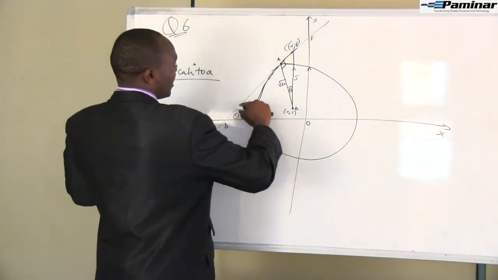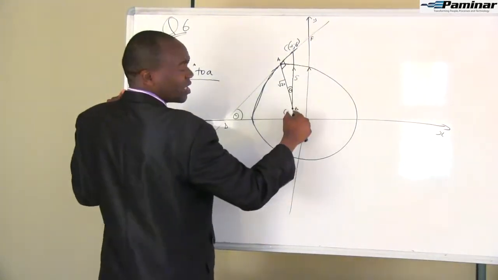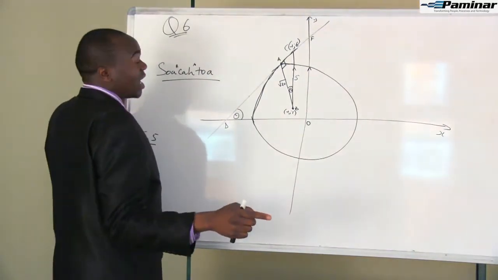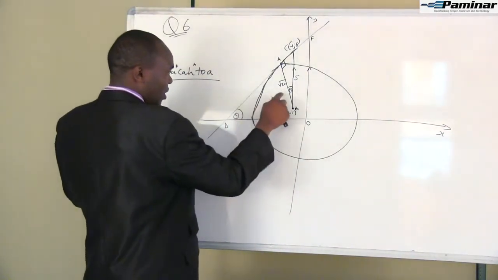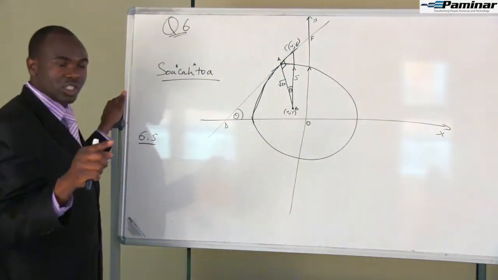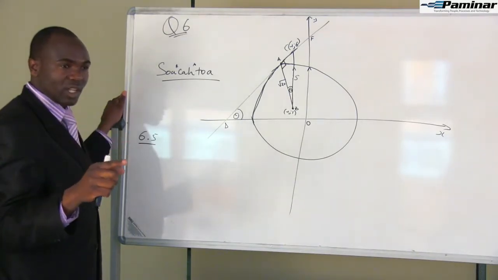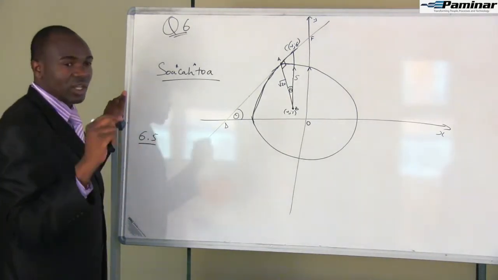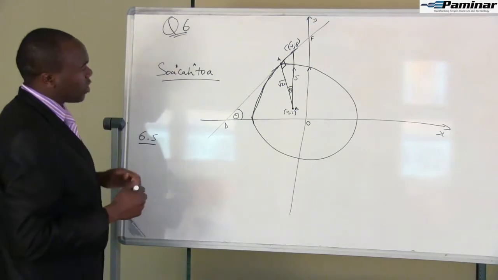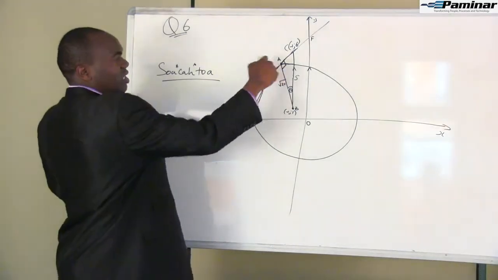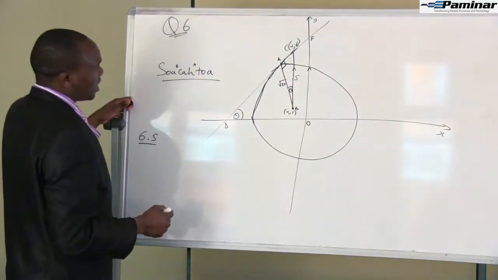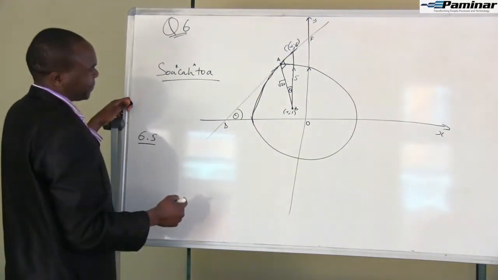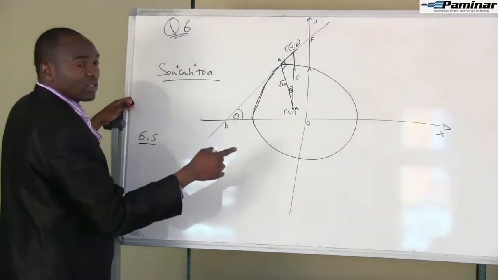This line and this line are perpendicular, and we have calculated the gradients of these two lines. So let's use what we have calculated, the gradients of the two lines, to get our value. Because all of them pass through point A, let's start with the gradient of AB.